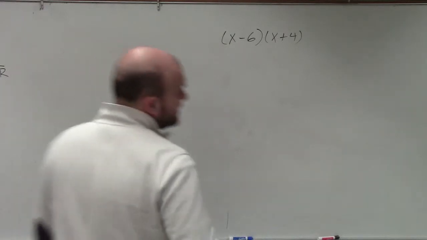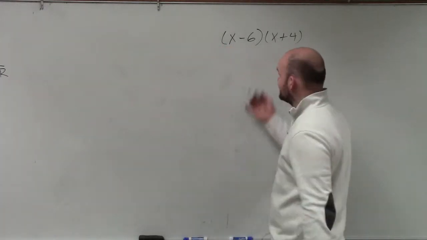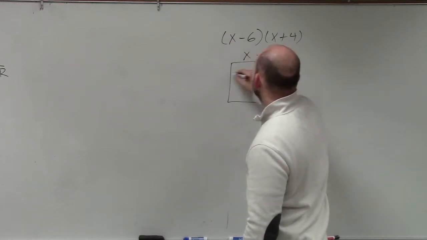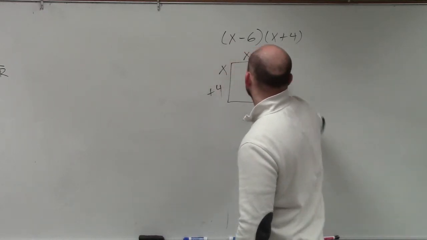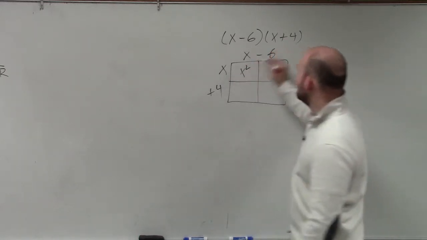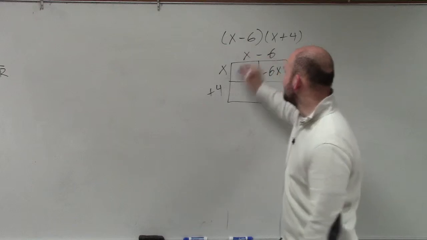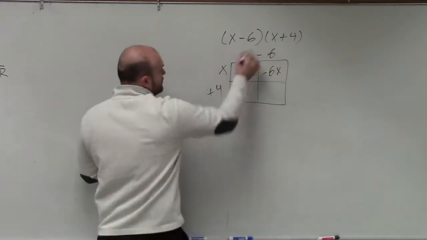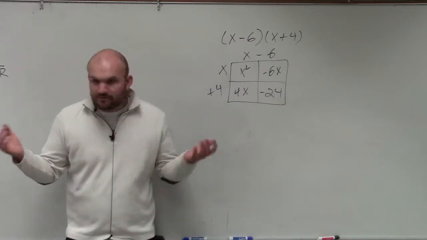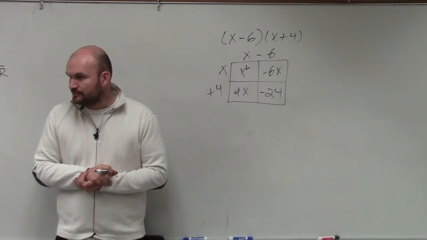So if I was going to do this, ladies and gentlemen, basically the best way that I like to multiply two binomials, x minus 6, x plus 4, right? X times x is x squared. X times negative 6 is negative 6x. X times 4 is 4x. 4 times negative 6 is negative 24. You can use FOIL as well. Whatever works for you, OK?